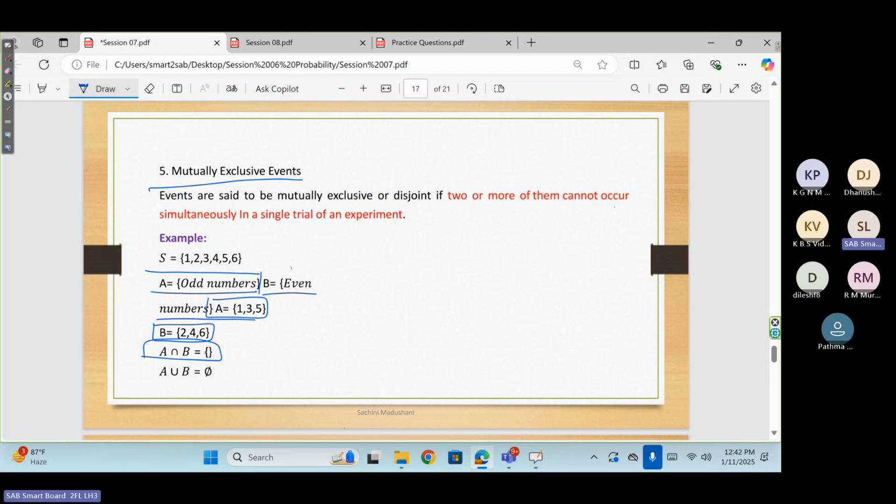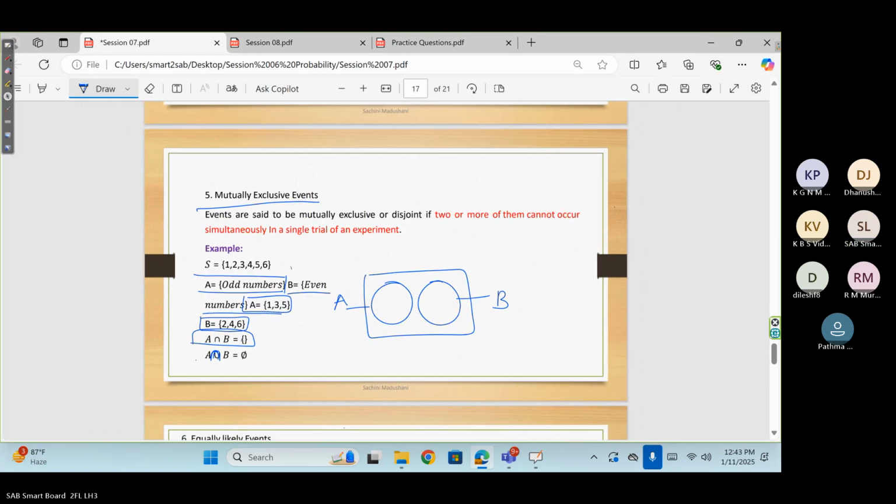Then we can say A intersection B has no elements. Understood? Then when we draw the Venn diagram, we can draw these two events separately. Why? There are no common elements here. There is no intersection. Understood? We call it mutually exclusive. It's clear? Okay.